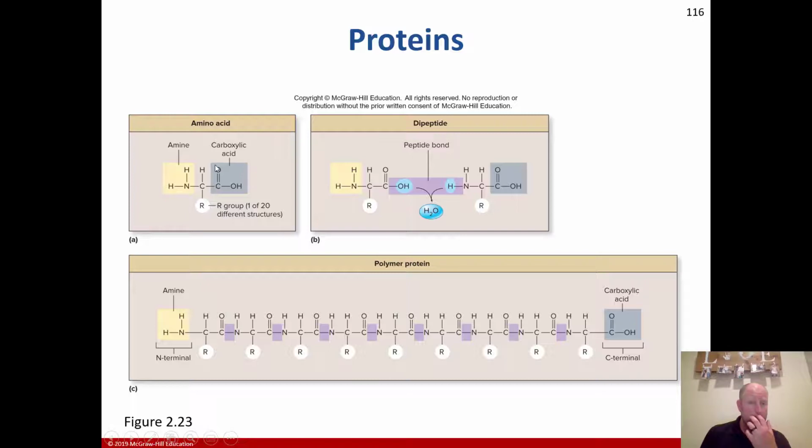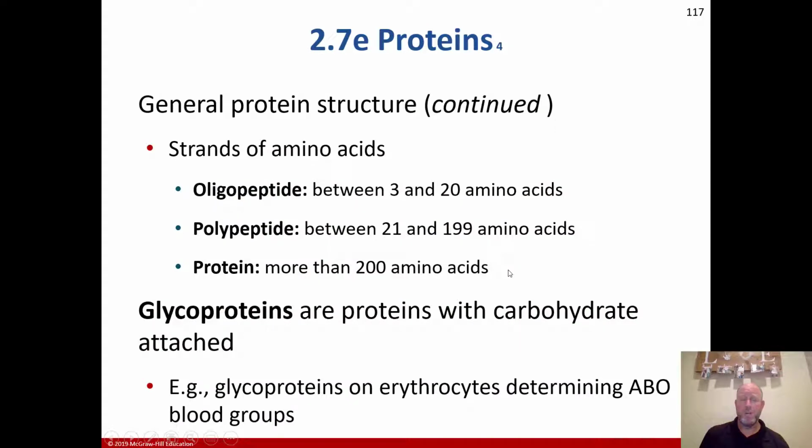So here with an amino acid, we have the amine and the carboxylic acid, and then we have our R group here, noting that there's one of 20 different structures for the amino acid. Dipeptide here shows two amino acids that form that peptide bond. And then we have a polymer protein, which is a long strand of peptide bonds, with any variation on how the shape would actually be, but it should show a significant number of peptide bonds. And then we'll talk more about that in a second.